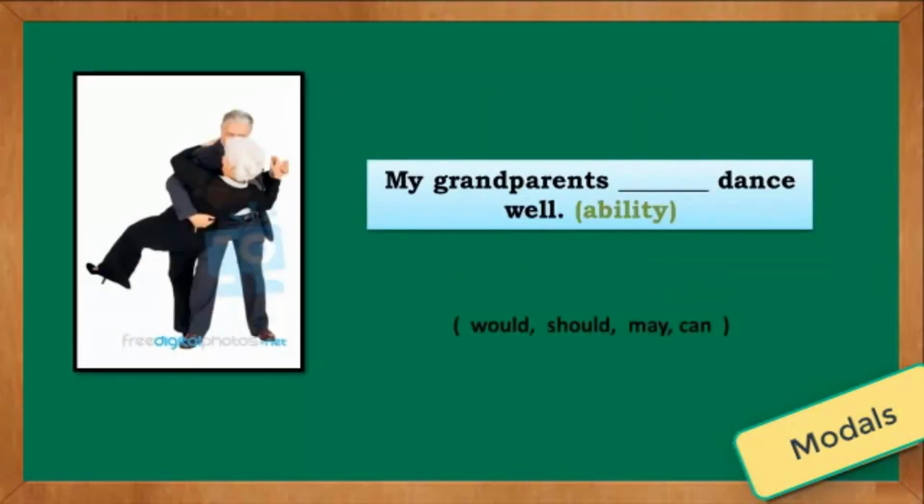The second one, my grandparents blank dance well. The modal verb needed in this sentence means an ability to do something. Is it would, should, may, or can? The correct answer is can. My grandparents can dance well. Can is a modal verb which means an ability to do something.